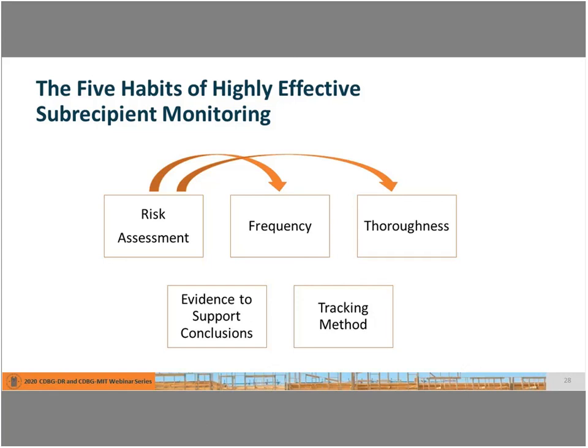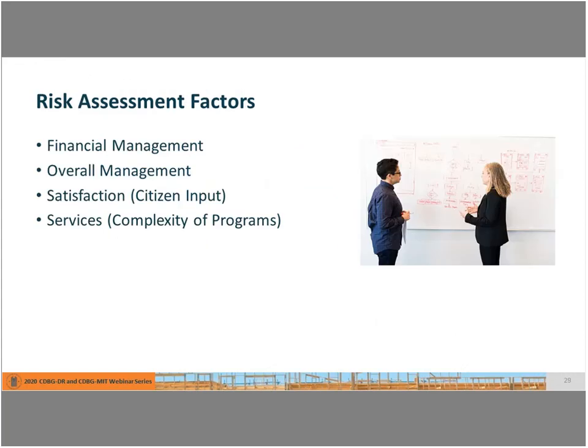And the key there is that I can write a response to a monitoring finding or an audit exception, but I also have to be able to demonstrate and evidence that I've actually taken those corrective actions, put them in place, and I'm moving forward. So when we talk about these five habits of highly effective subrecipient monitoring, they all form what I call a continuum of continuous improvement. That's the overall objective of that approach.